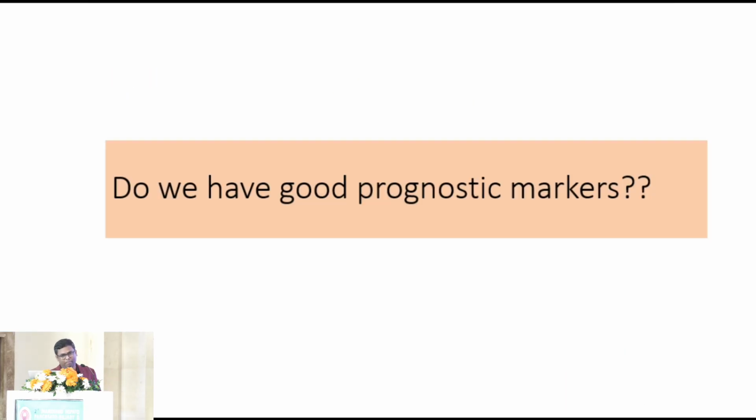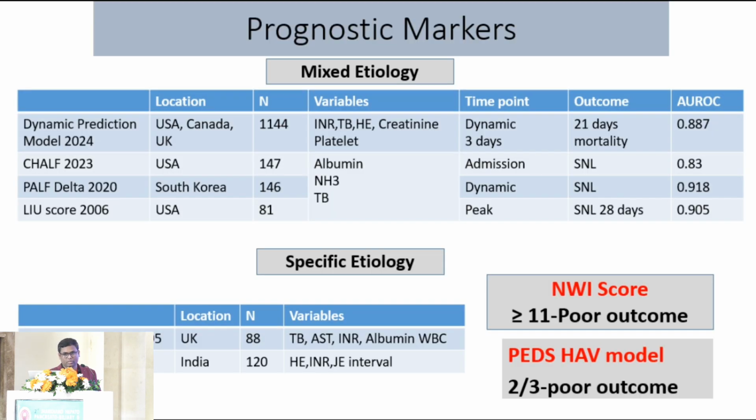In adults, the markers are completely different. We have markers. Here I have shown only some; multiple prognostic markers are used. Dynamic prediction model, CHAL, PALF Delta 2020 and liver injury score 2006. But whatever it is, these are all combined scores. None of them have been found to be very good as a prognostic marker. People are trying, but none of them work very well.